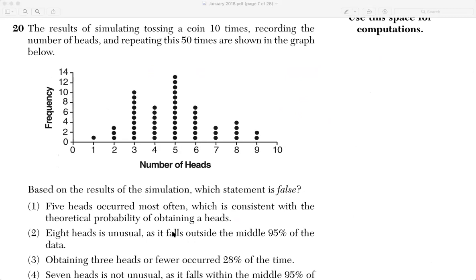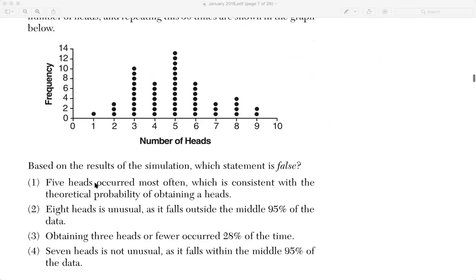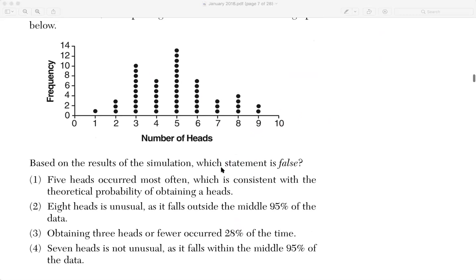Do I want to do this? Sure, let's do this. The results of simulating tossing a coin 10 times, recording the number of heads, and repeating this 50 times are shown in the graph below. Based on the results, which statement is false?